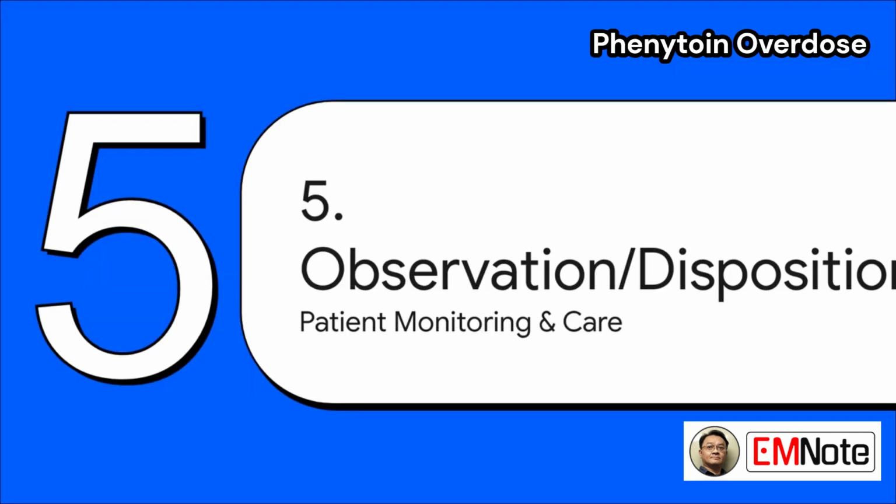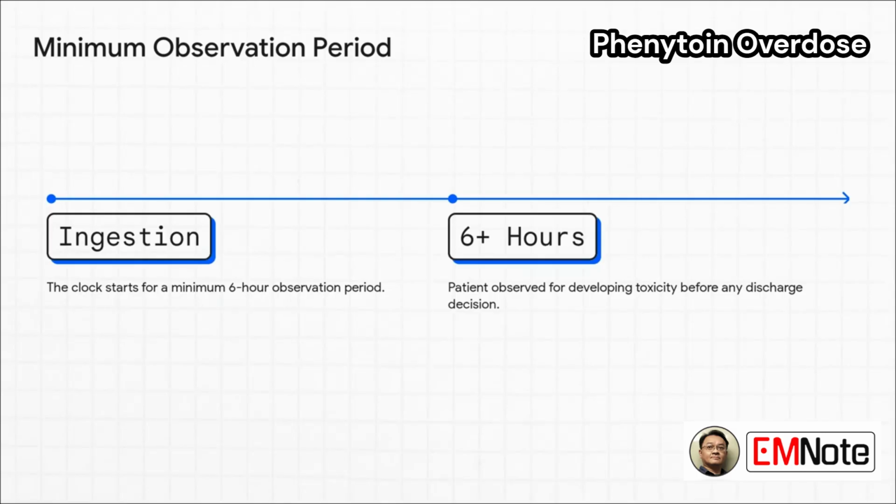All right, last section. Let's cover observation and the criteria for discharging a patient. For any patient with a suspected phenytoin overdose, the rule is a minimum observation period of 6 hours after they ingested it. This gives you enough time to see if toxicity is going to develop or worsen.